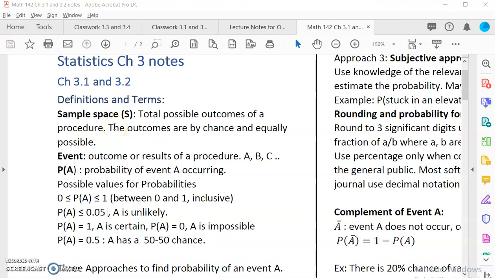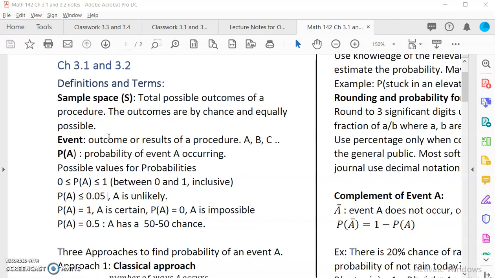Sample space in probability means the total possible outcomes of a procedure. Sometimes a procedure is an experiment. Sometimes the procedure is doing some selection and then looking at the outcome. So these outcomes are all by chance and equally possible. In a sample space, all the outcomes should be equally possible.